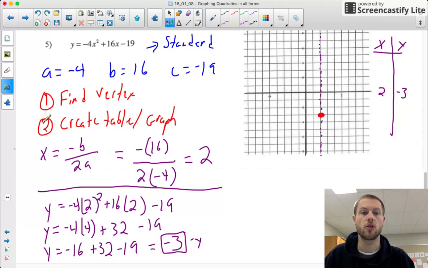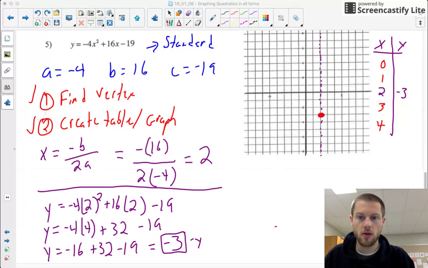So from here, I need to create the table. I found the vertex, so I need to create the table and the graph. To do that, just like before, I want to find 2 values to the left of my vertex and 2 values to the right of my vertex. All I'm going to do is plug in these x values and evaluate. I'll do this below. I'm going to scroll down a little bit so I've got some more room.